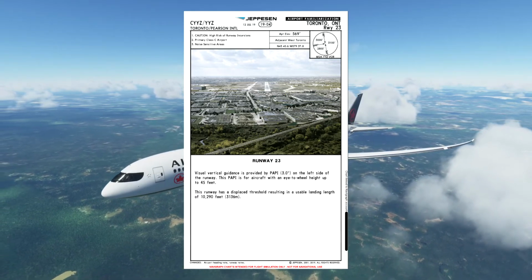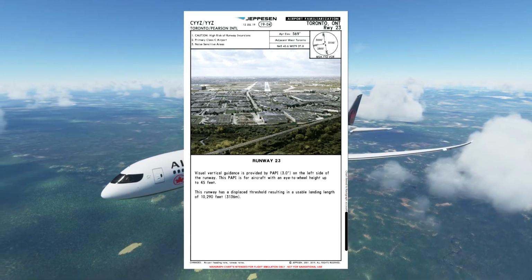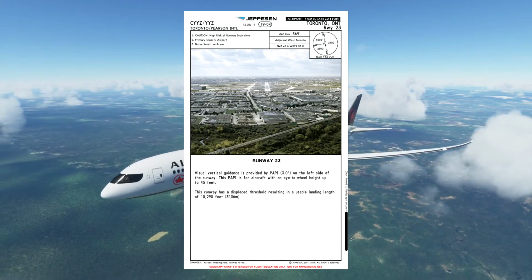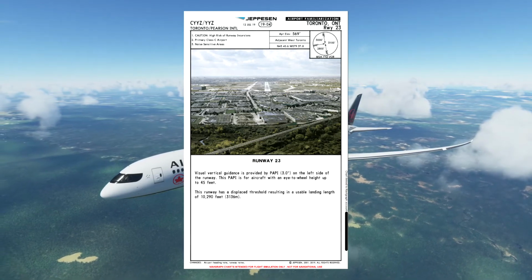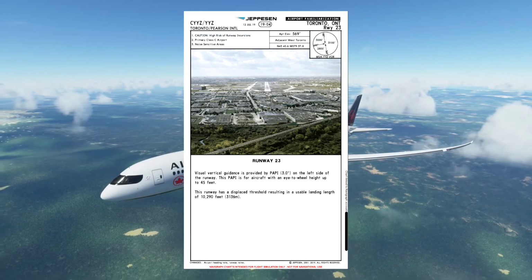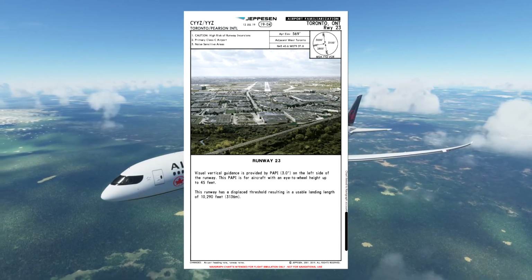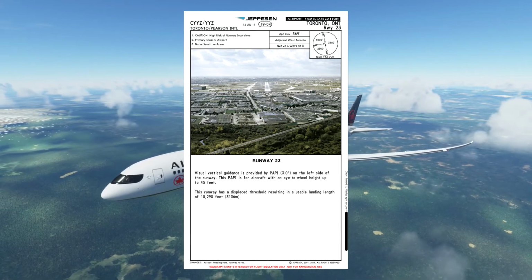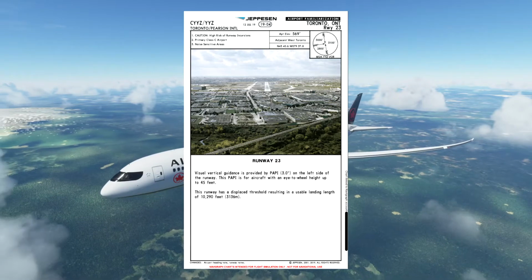Shows you a photo of the runway and the business areas at the end of the runway where you're coming in, and then underneath a little bit of text about the runway itself. Tells you about where the PAPI is, tells you that the PAPI is set up for an aircraft with an eye to wheel height of 45 feet, tells you there's a displaced threshold, but gives you a number of usable feet or meters that the runway has.